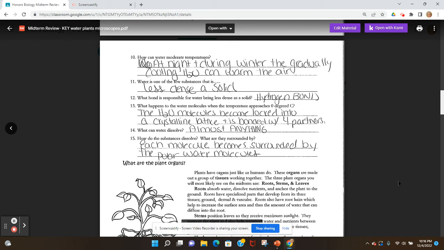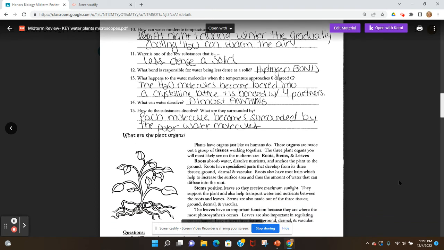What can water dissolve? Almost anything. How do the substances dissolve? What are they surrounded by? Each molecule becomes surrounded by the polar water molecules. Polar water molecules.